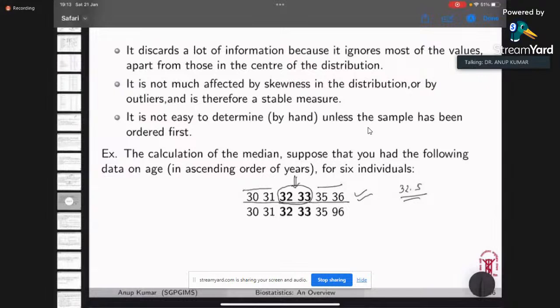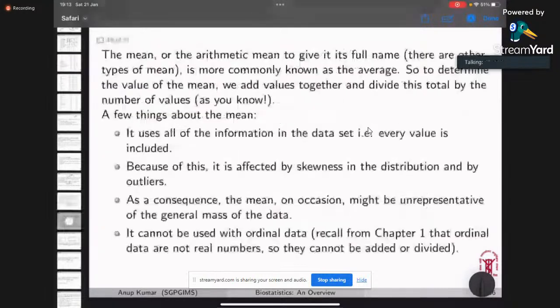Now, if you move to the next example, instead of 36, if one person is 96, in this case also the median will be 32.5. Now, why am I quoting this example? Because of this quality of the median, we should learn when we should use median and when we should not use median.